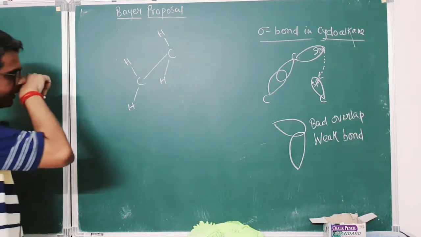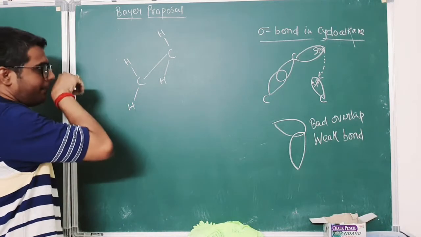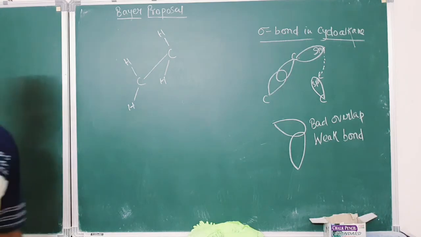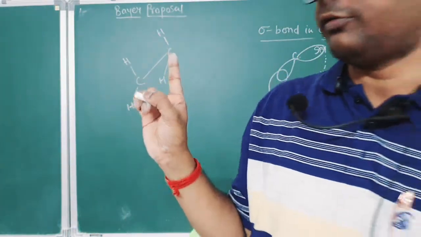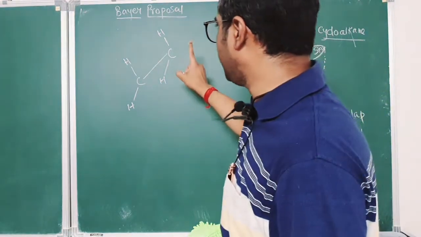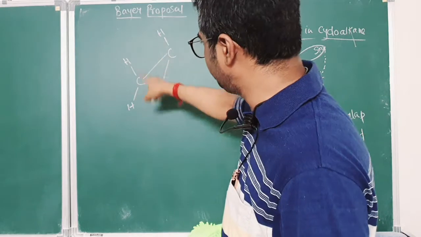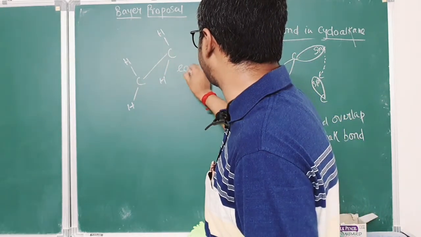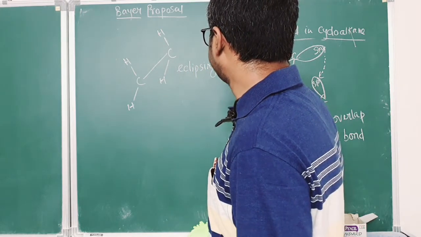Now you have to understand another very important thing. In case of cyclo compounds, we have understood conformational isomerism, eclipsed conformation, staggered conformation. In cycloalkanes, the hydrogen atoms eclipse one another. If you see this conformation, these are eclipsing one another. So you can write eclipsing of C-H bonds.